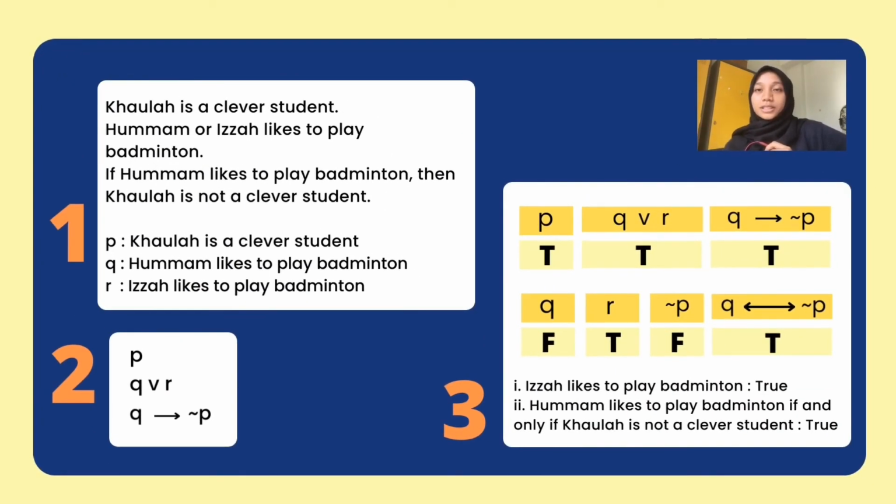Based on the question, those statements are true. So P, Q or R, and also Q implies not P, all of them are true. From this, we could know that Q is false, R is true, not P is false, and Q if and only if not P is true. So now we can answer the question.